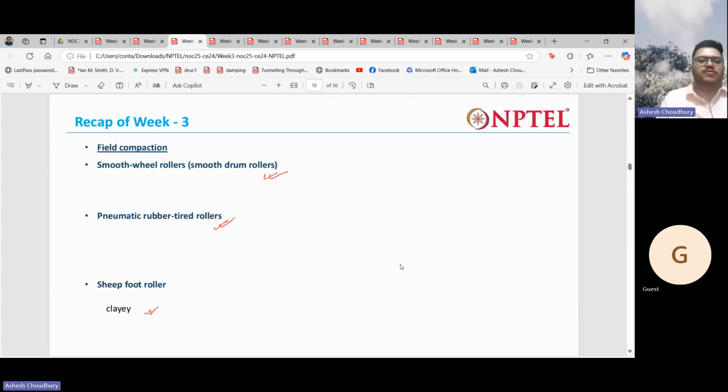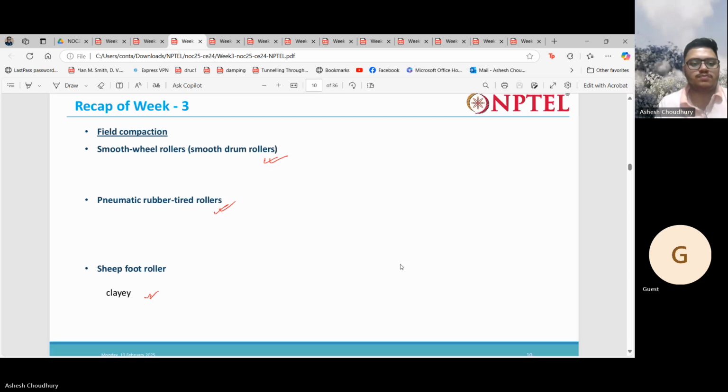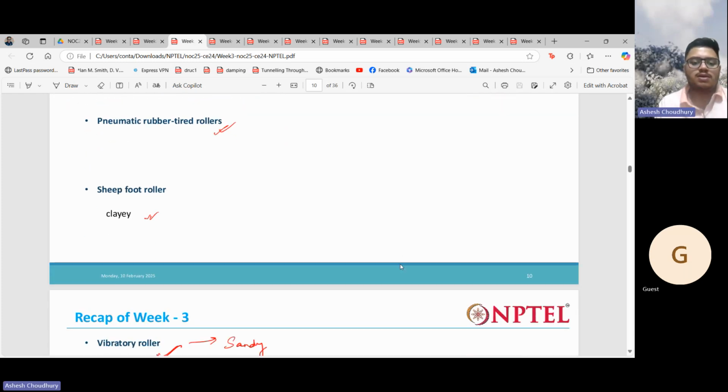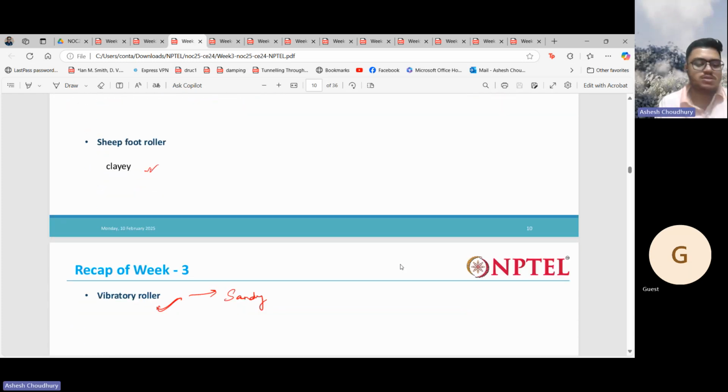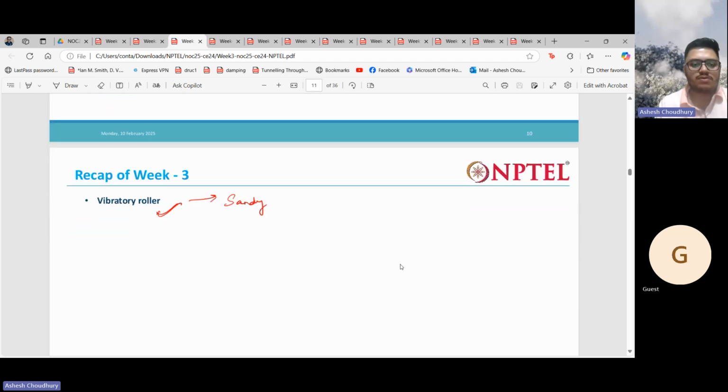Then we have different types of field compaction. How can we achieve the compaction in the field? We have different types of rollers: smooth wheel roller, pneumatic rubber roller, sheep's foot roller. The sheep's foot roller generally is for clay soil, vibratory roller generally for sandy soil, all those things.